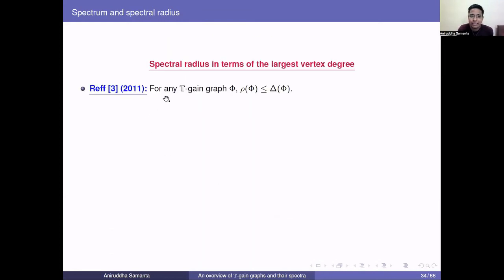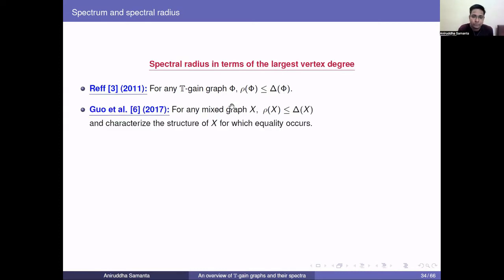Reff in 2011 proved that for any T-gain graph phi, the spectral radius of phi is always less than or equal to delta, the largest vertex degree of its underlying graph. Later, Guo and Mohar proved that for any mixed graph X, the spectral radius of X is less than or equal to delta, and they characterized the structure of a mixed graph X for which equality occurs.